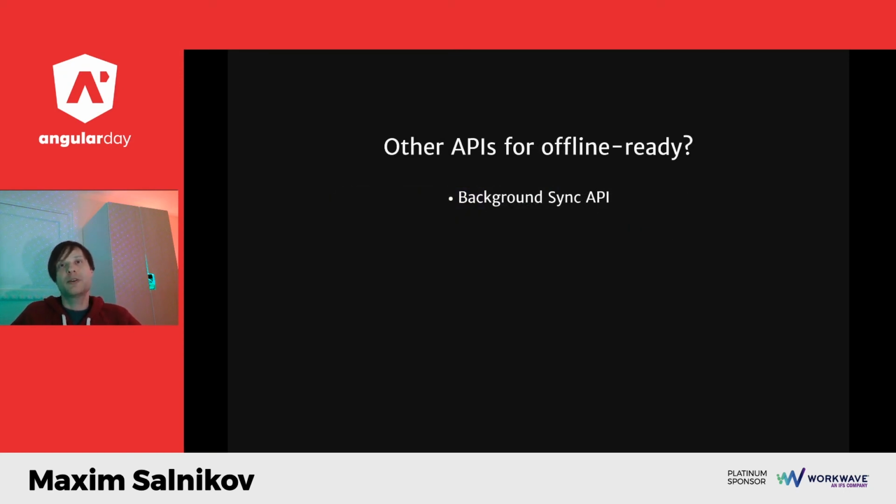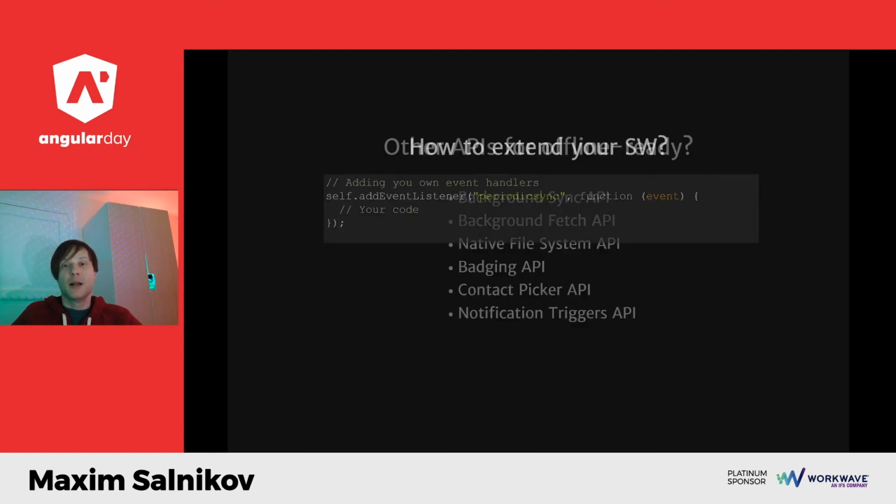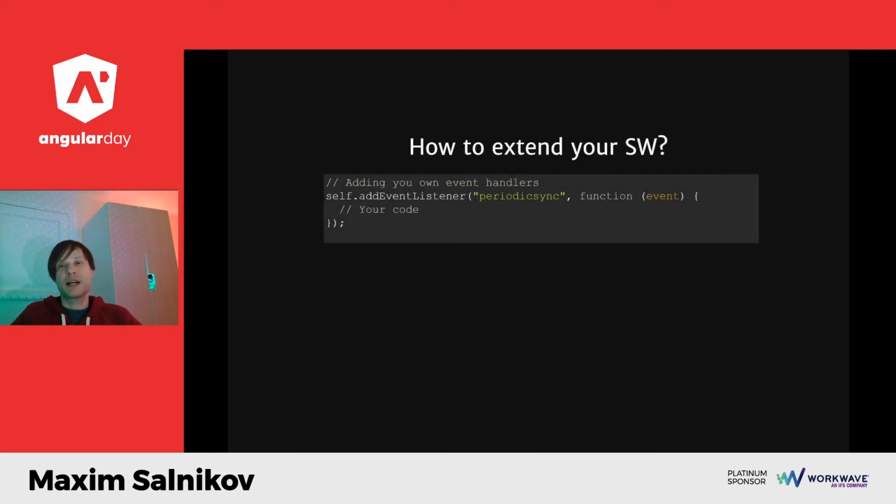What's next? What kind of other APIs are available for improving your user's experience? Tons of them, actually. Everything related to background tasks, native file system, badging, contact picker, notification triggers to set alarms during offline. How to add all this stuff to your service worker when the code is intended to be in your service worker? You remember that we have full control over our service worker. So just add your listeners. For example, for the periodic sync API, you have a listener called periodicsync. Just create your own code there.